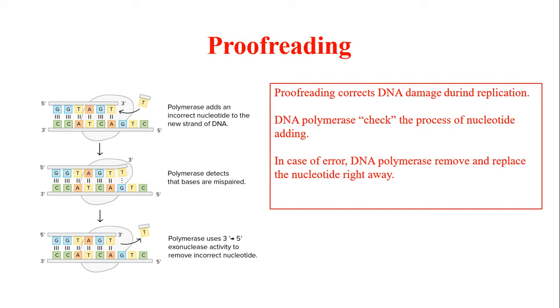I remind you that DNA polymerases are the enzymes that build DNA in cells. During DNA replication, or copying DNA, most DNA polymerases can check their work with each base that they add. This process is called proofreading. If the polymerase detects that a wrong or incorrectly paired nucleotide has been added, it will remove and replace the nucleotide right away before continuing with DNA synthesis.